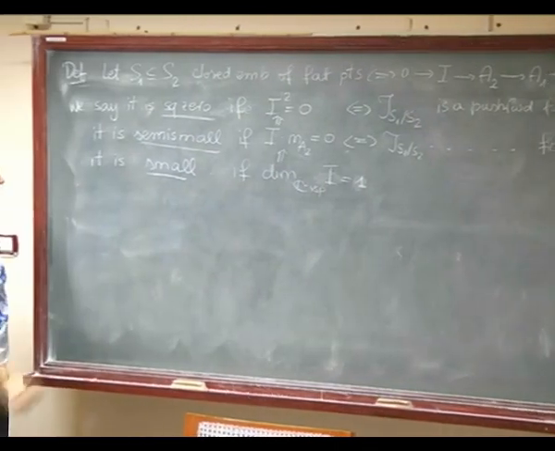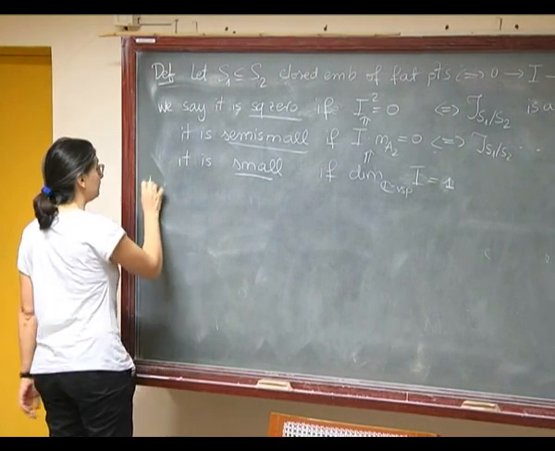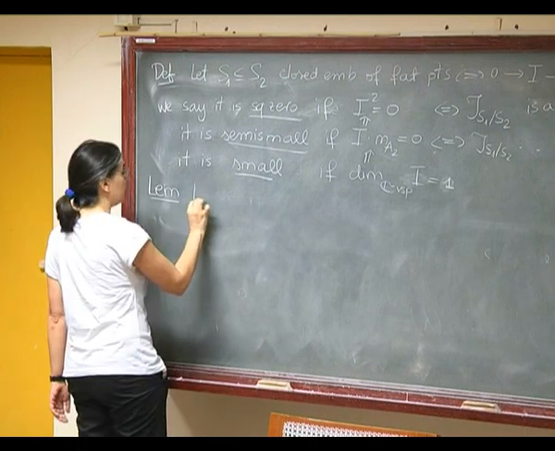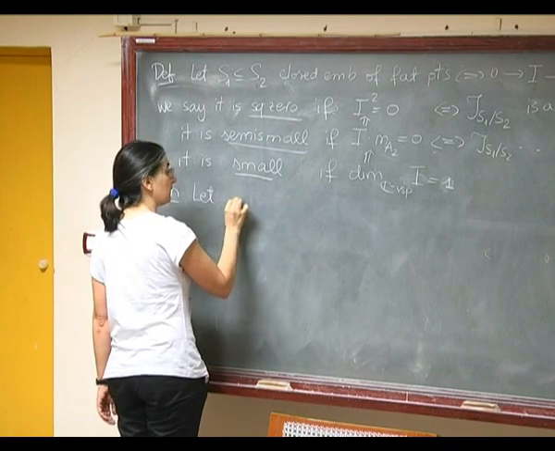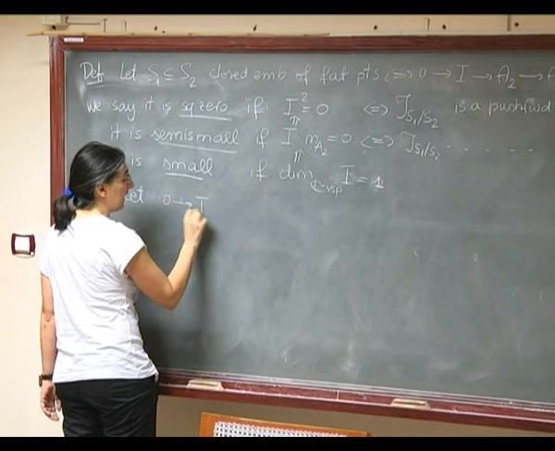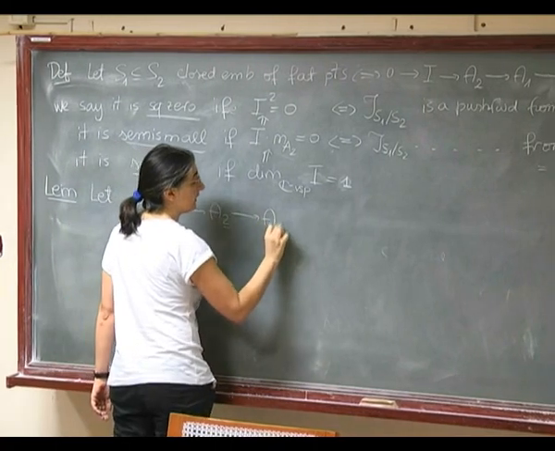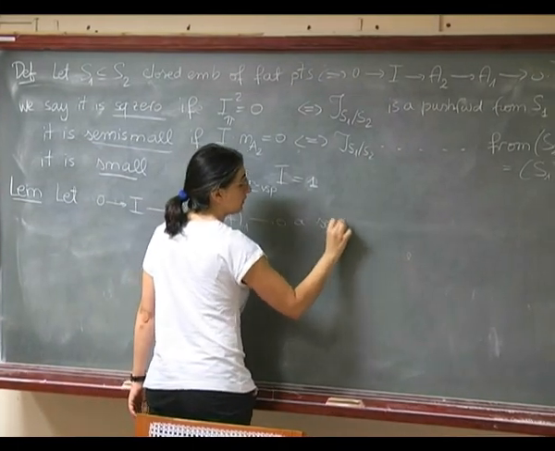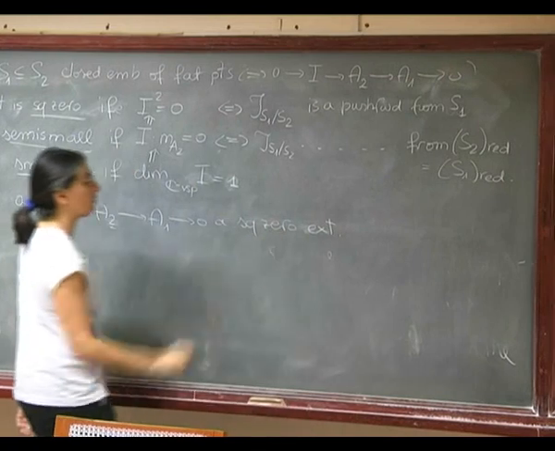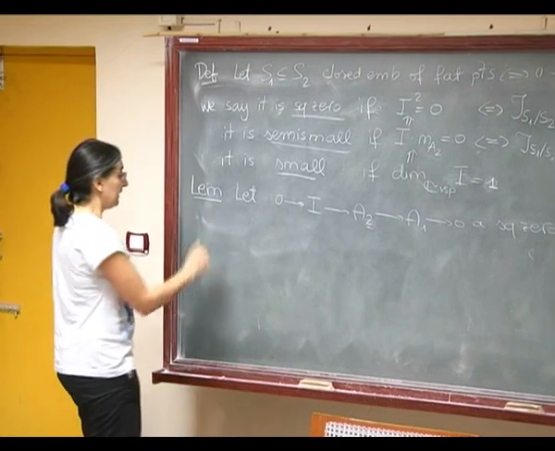Okay, and then we have a few easy lemmas in algebra. Lemma, let 0 to I to A2 to A1 to 0 be a square 0 extension. If I view it as algebras, I call it an extension, and if I view it as schemes, I call this a closed embedding.